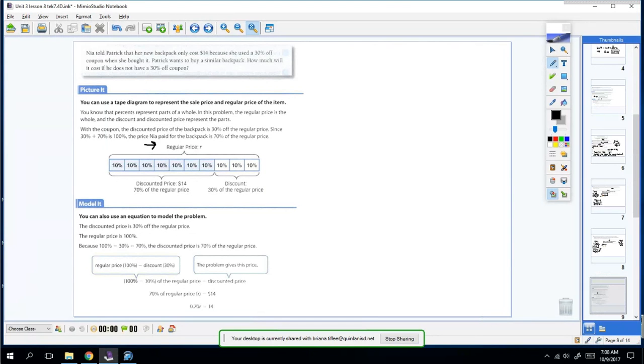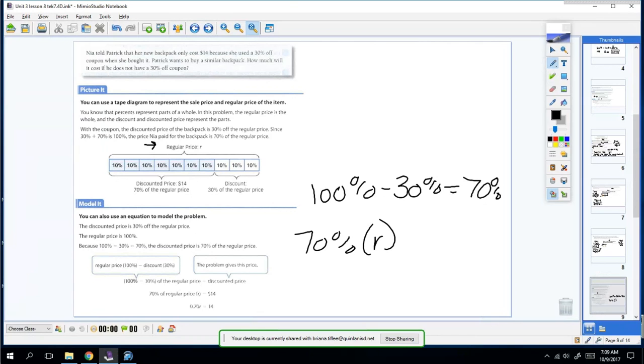So the discounted price is $14. The regular price is 100%. So if I take my 100%, what we're looking for, and then subtract the 30% discount from it, it means it's 70%. So the discounted price is 70% of the regular. So if I take 70% and multiply it by my regular price, that will give me my sale price. My sale price was $14. So 70% times my regular price is $14.